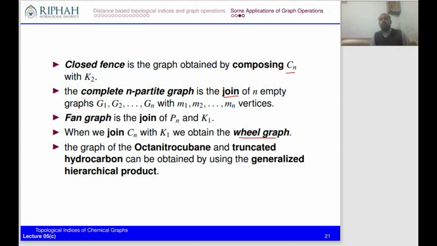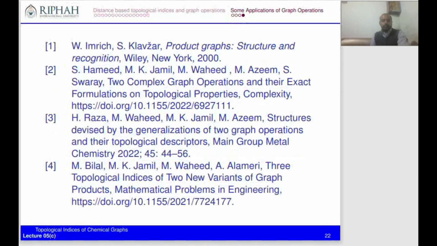There are many more graph operations that are used to investigate the structural properties of large and complex networks. And topological indices of complex networks can be obtained by the formulas which we discussed in our lectures. In the end, we have some references. You can see very latest papers on graph indices and graph operations or graph products.